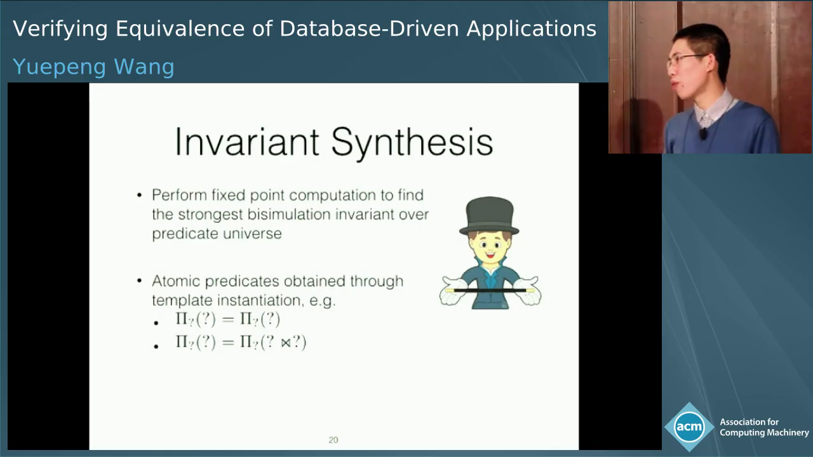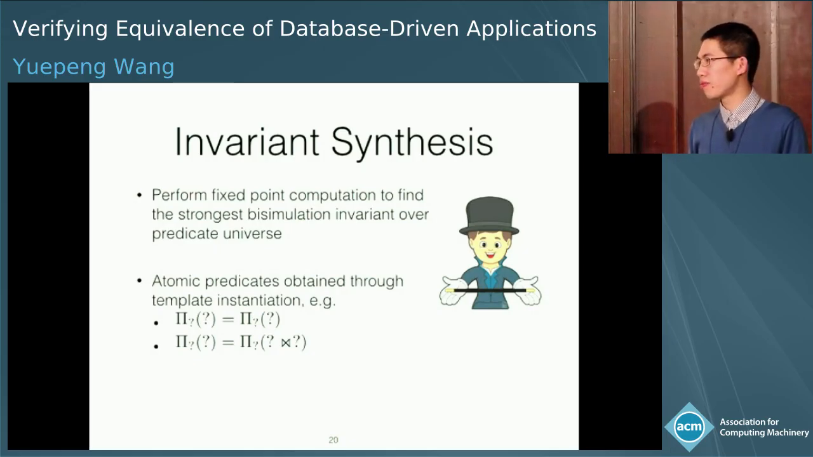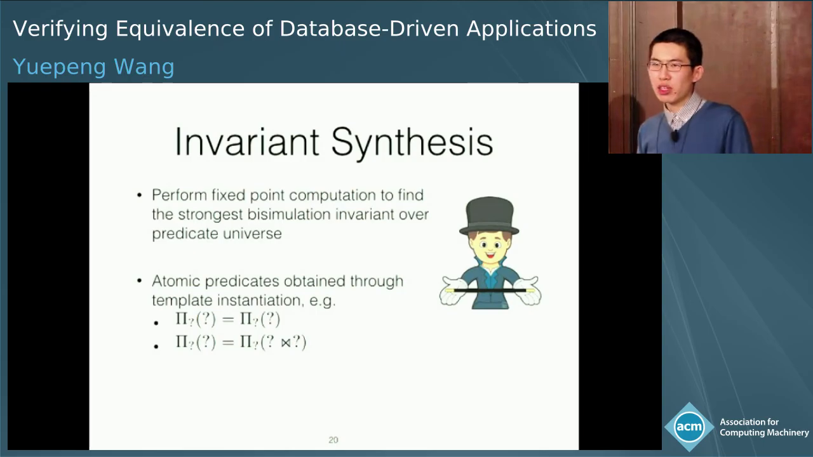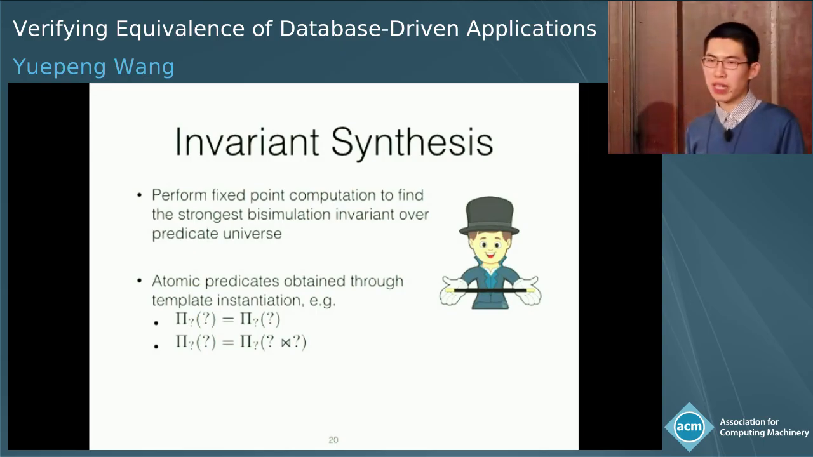Specifically, we have identified a set of templates that are useful for proving equivalence in our scenario. For example, the ones listed here. And then we instantiate these holes with concrete table names and column names in the schemas. Then you get a whole bunch of atomic predicates.